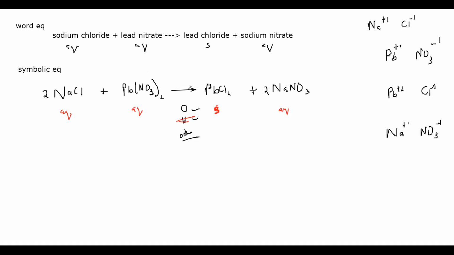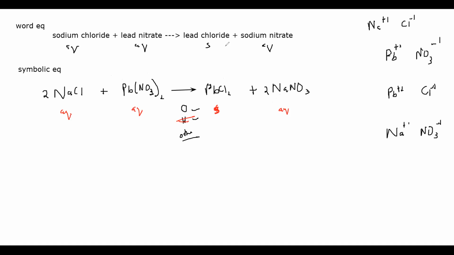It is balanced. You can see here, you have 1 lead on the right hand side, you have 1 lead on the left hand side. You have 2 chlorine on the right hand side, you have 2 chlorine on the left hand side. 2 sodium on the right, 2 sodium on the left. So this equation is balanced in terms of all other elements.